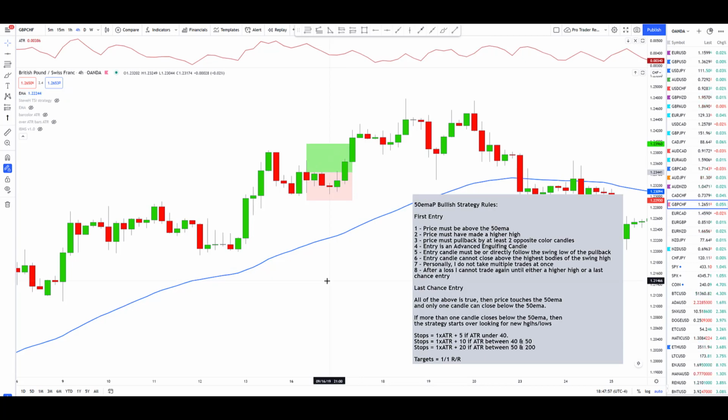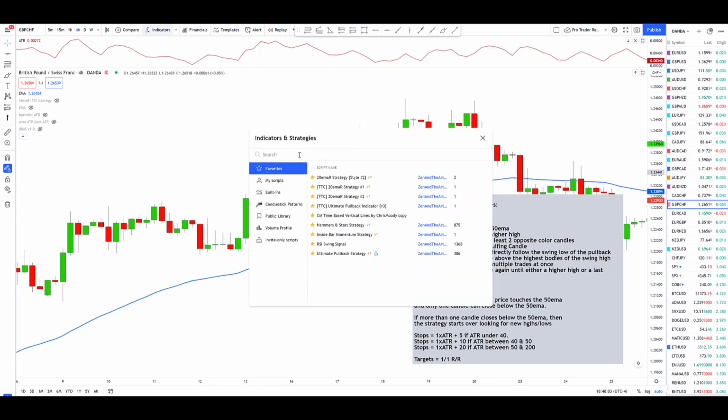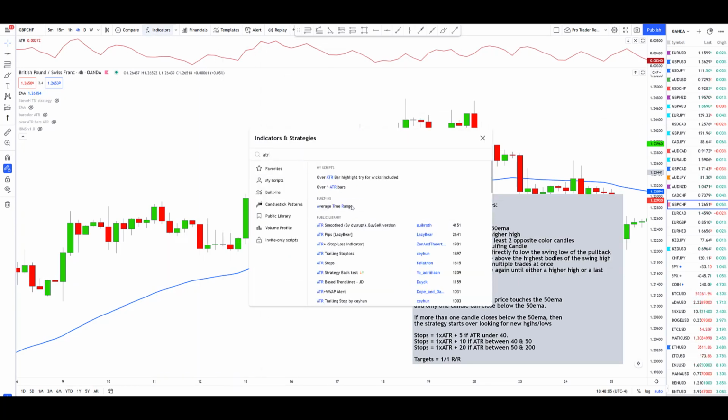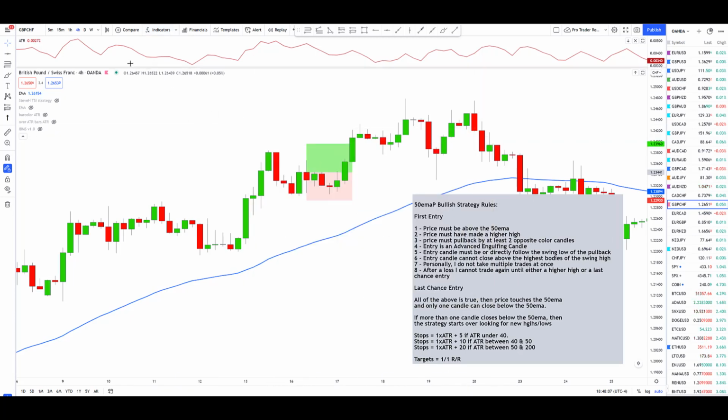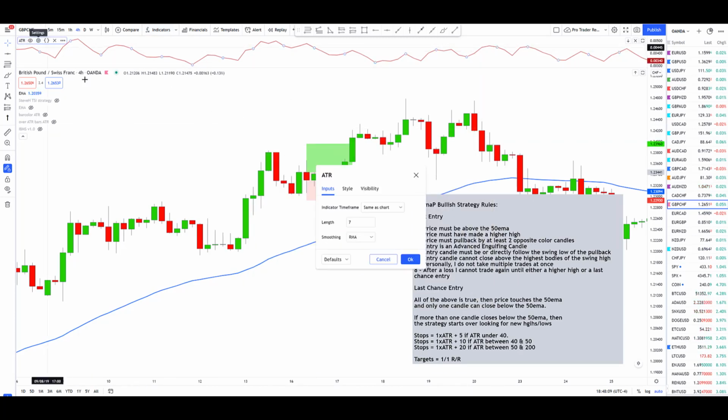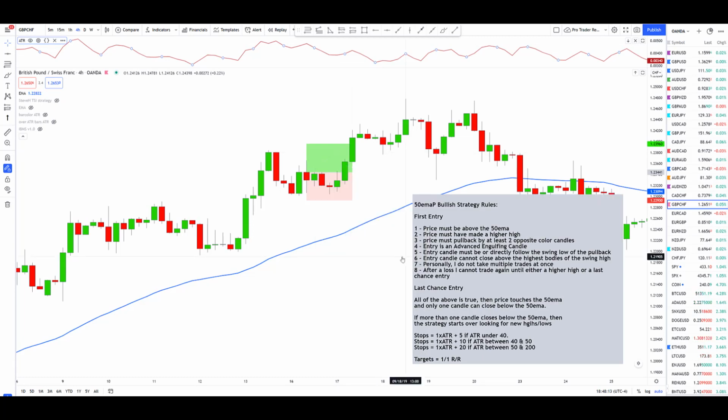The next thing you will need is the ATR indicator. You should remember how to get to that, but just go to indicators. In case you don't, type in ATR. It is the average true range, click it, and the regular settings it comes with is what we're gonna be using, which is just the 14 period ATR indicator.